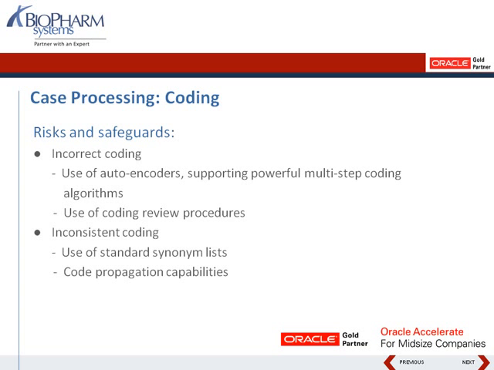And a similar functionality is provided by code propagation capabilities. In case large numbers of cases are all coded at the same point in time, then, let's say the same verbatim term occurs in many of those cases, then once the coding has been performed for one of those terms, this coding can be propagated across all the occurrences of that verbatim term within the set of cases that is being coded.